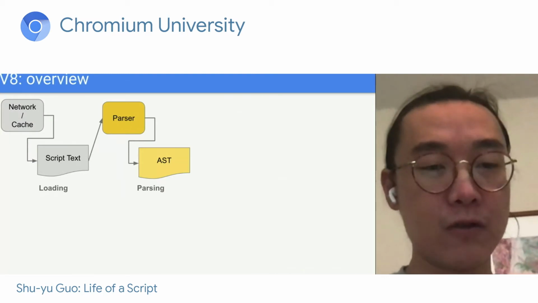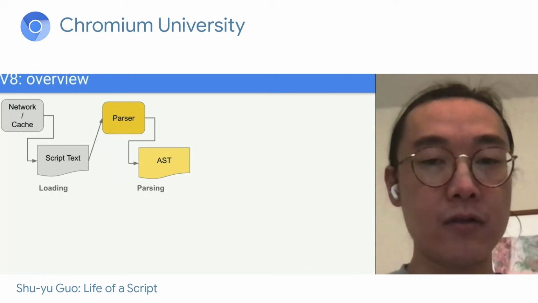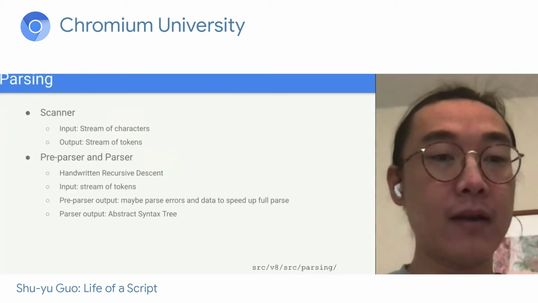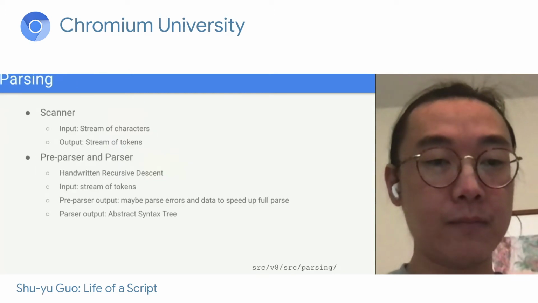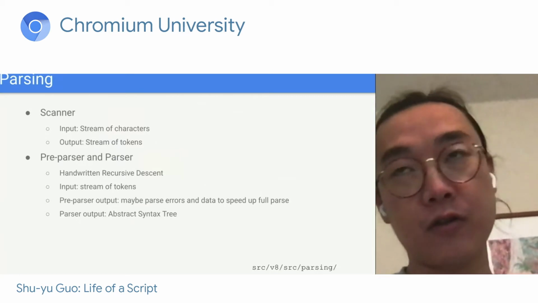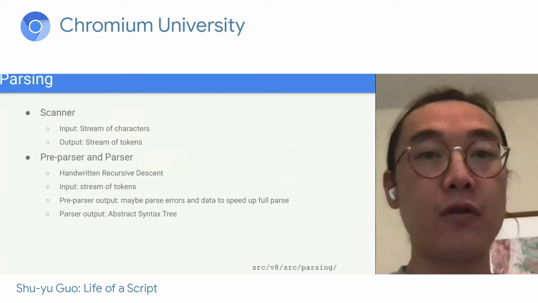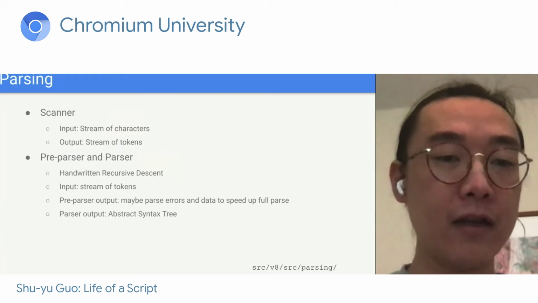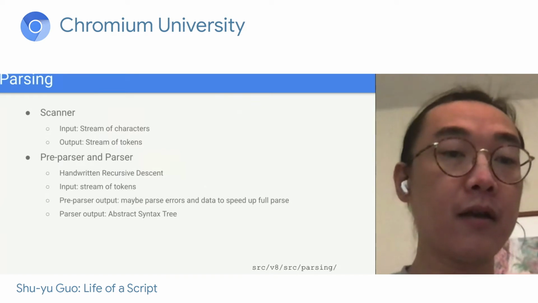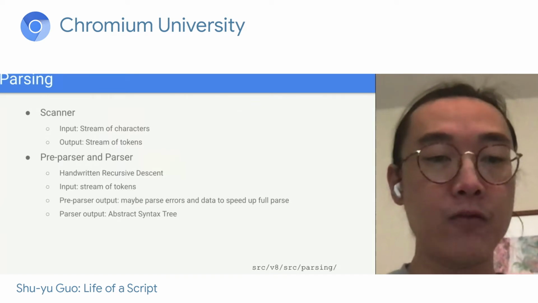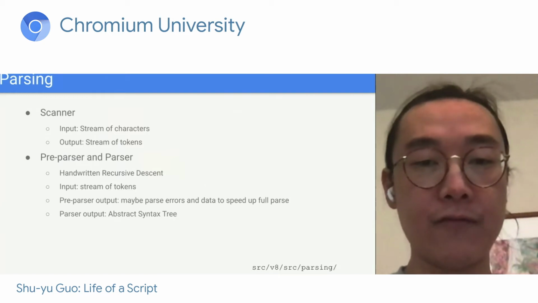So now we have the script. We need to start executing it in earnest. And the first step of execution is we have to parse the script. And parsing has two components. It has a scanner, which takes an input stream of characters, or strictly speaking, code units from some kind of encoding, and then we turn that into a stream of tokens. The stream of tokens is then fed into a parser. And we have two parsers, a pre-parser and a full parser.